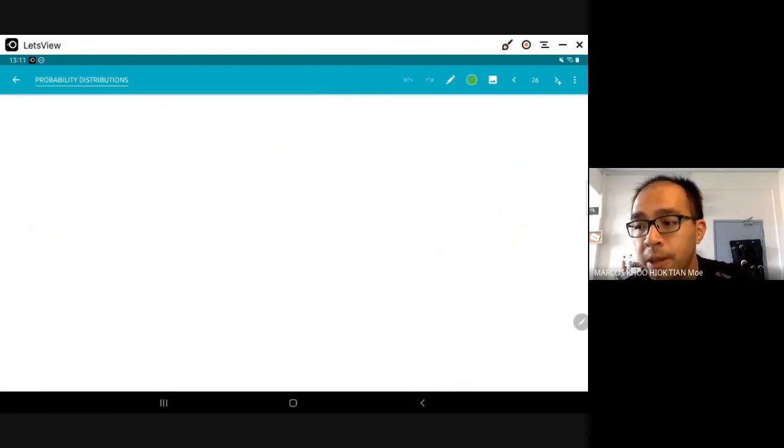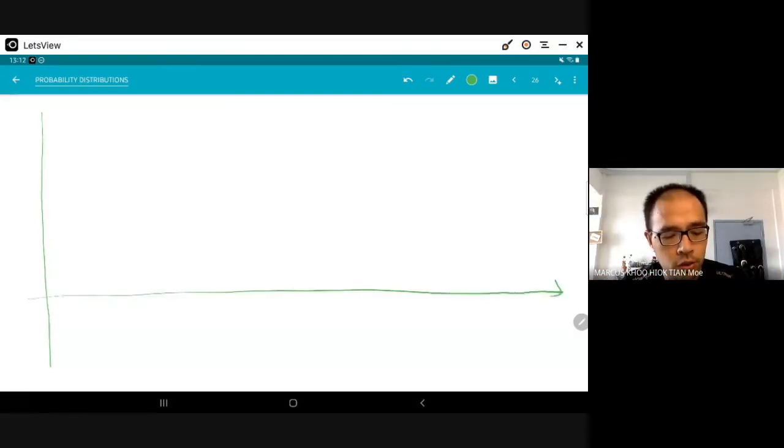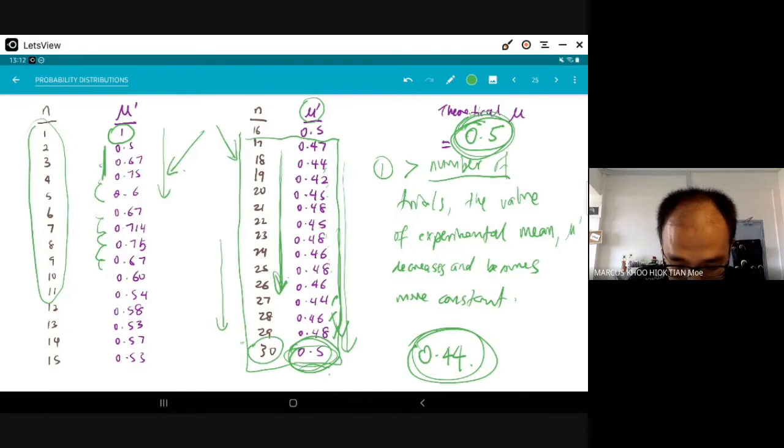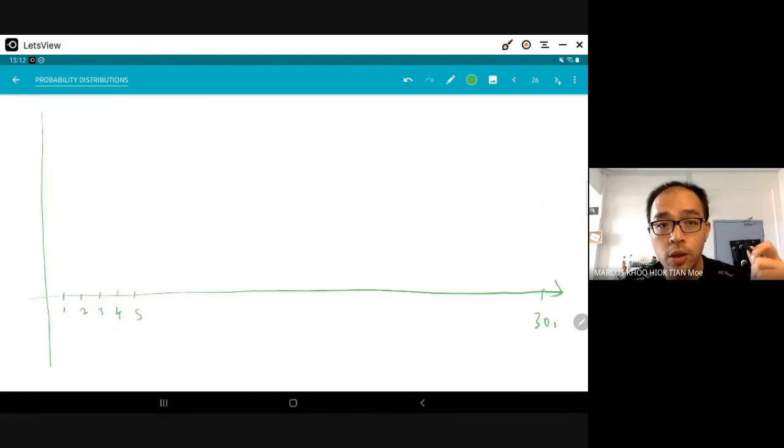Question C. Now, from the table, draw the graph of the means of the experiment against the number of experiments. This is the graph you're going to look at now. It's going to be a long graph, so you draw 1, 2, 3, 4, 5, all the way until 30. If I look at this, the biggest number is 1, the smallest number is 0.42 maybe.